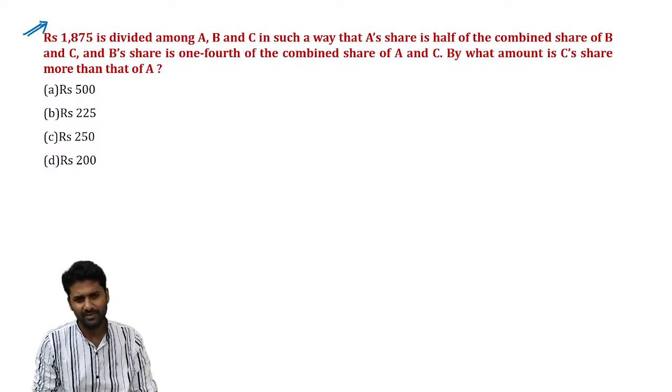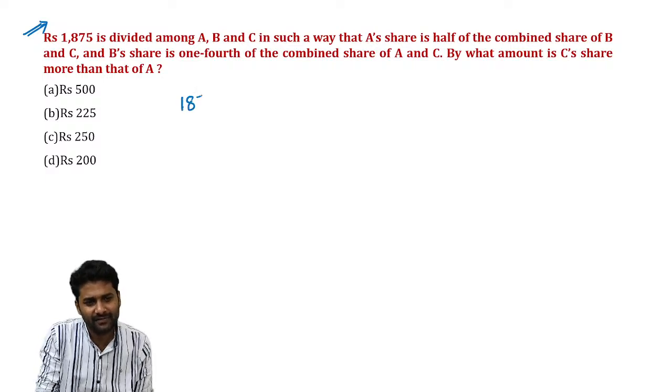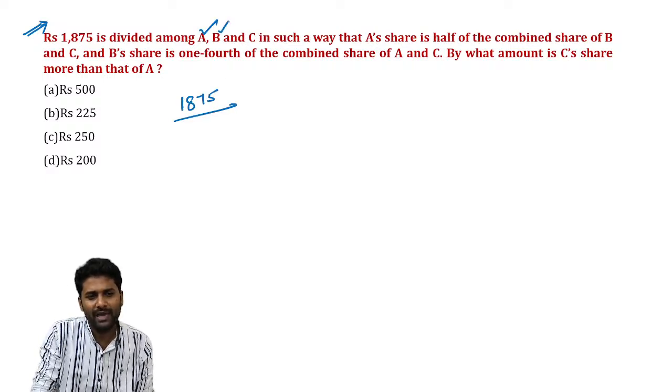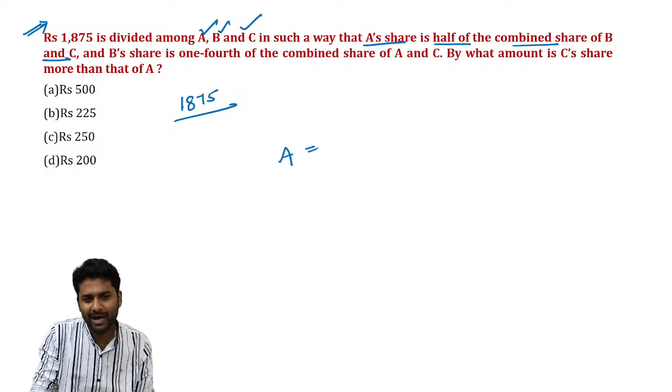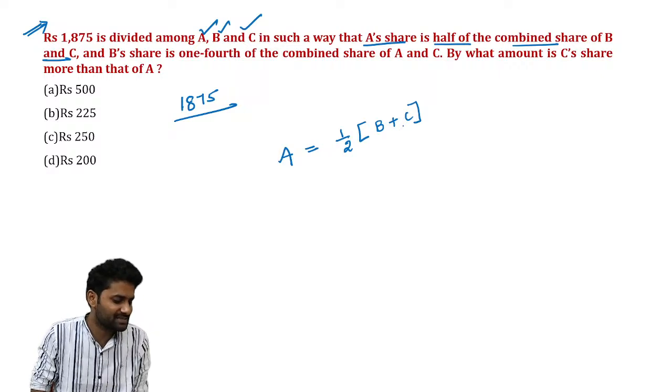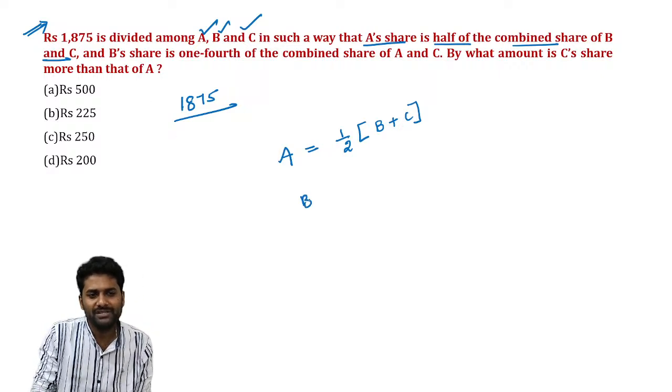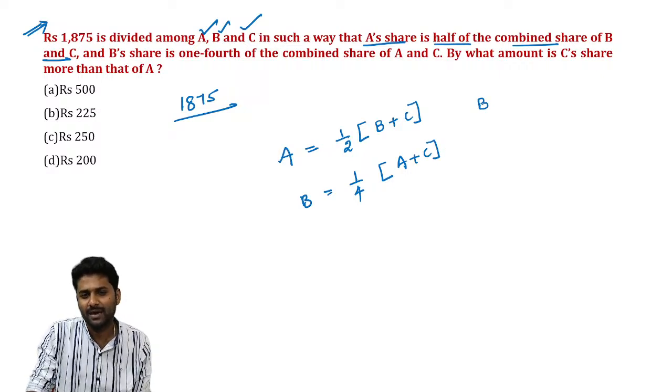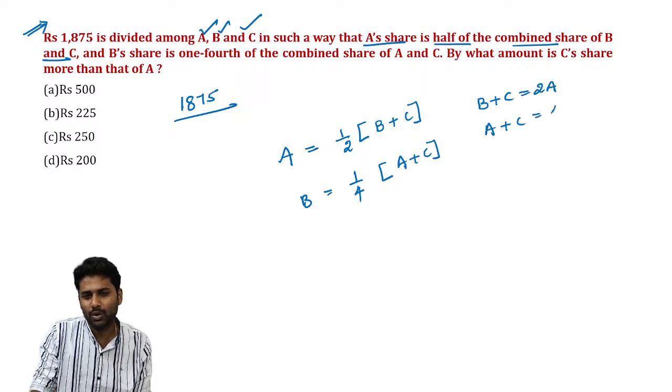Now see, here is the information. 1875 rupees are divided among A, B, C in such a way that A's share is a fraction of the combined share of B and C. Let us take that A got an amount, and A's share is exactly equal to that fraction of what B and C got combined. And B's share is one fourth of the combined share of A and C. It means B plus C is equal to 2A, and A plus C is equal to 4B.